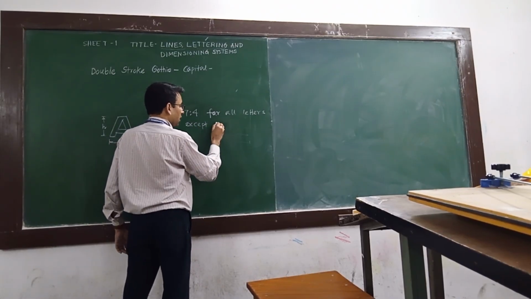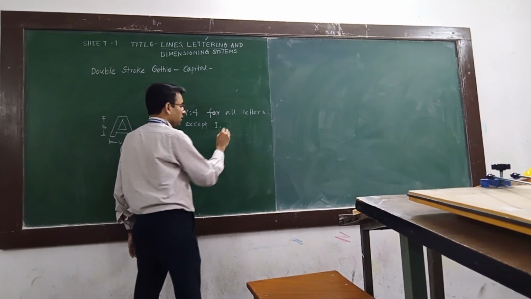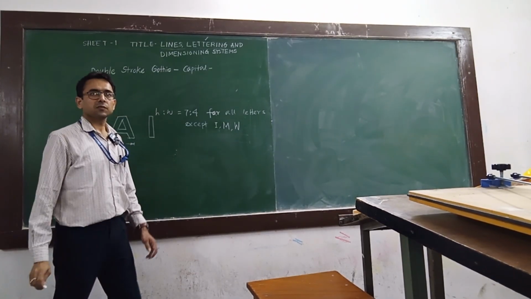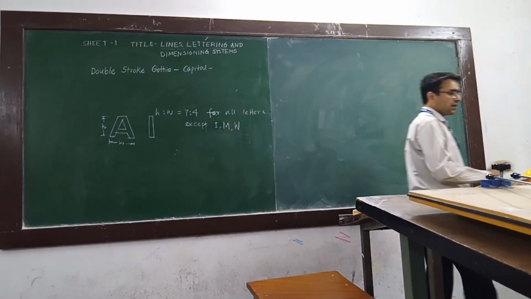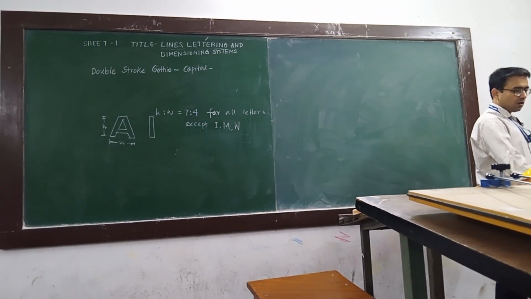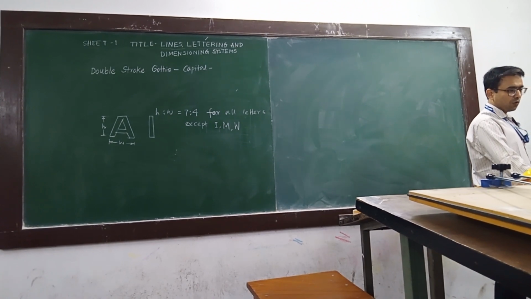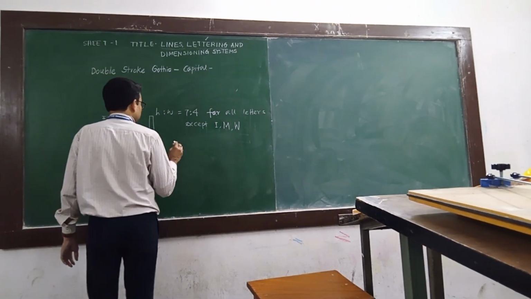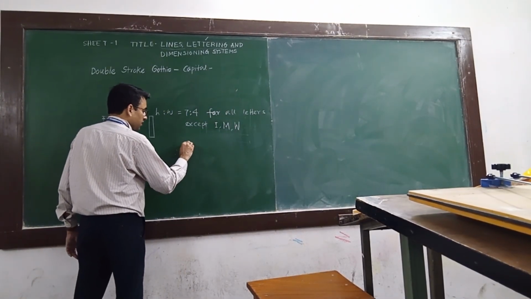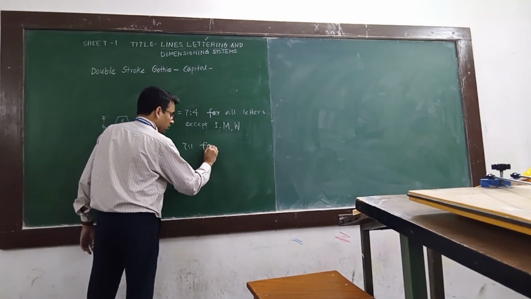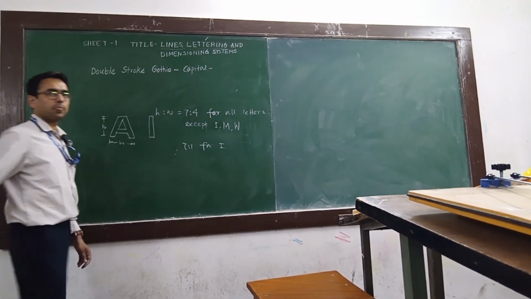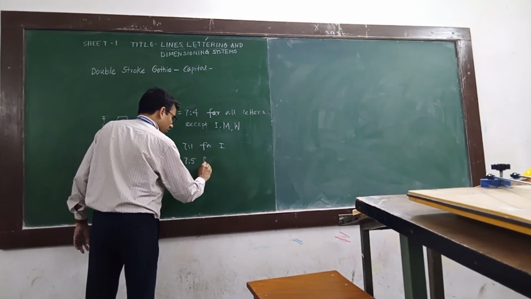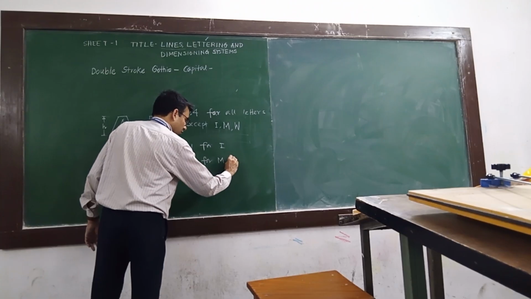Except I, M, and W. Clear? I, M and W. Other than that, all other letters are basically 7 is to 4. Okay? 7 is to 4. Next is I: for I, it is 7 is to 1. Clear? And it is 7 is to 5 for M and W.